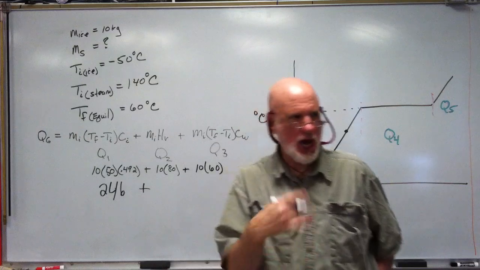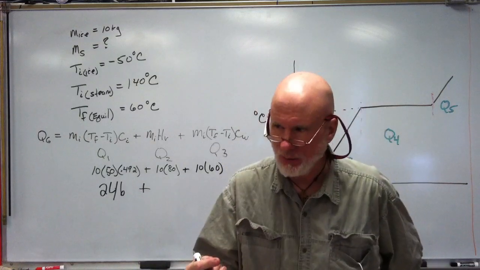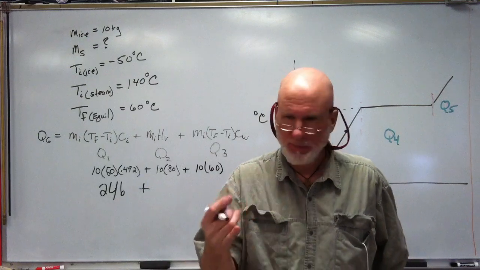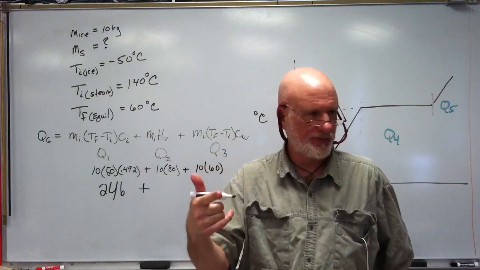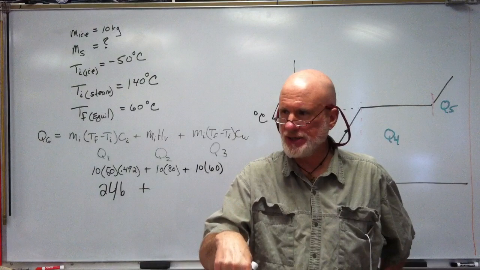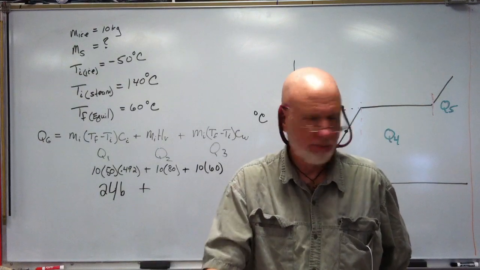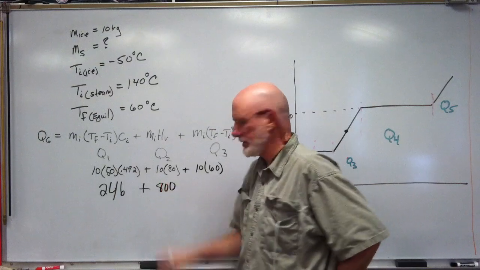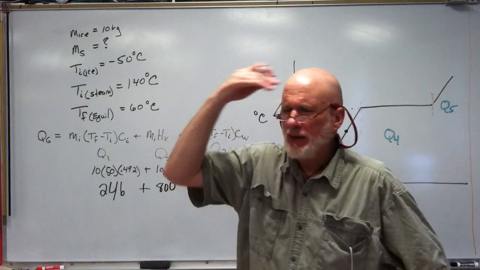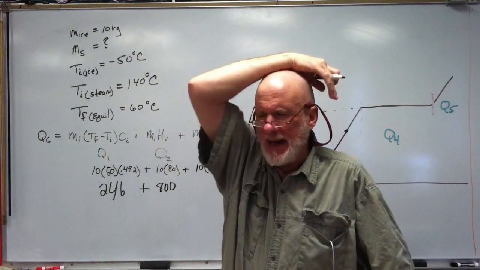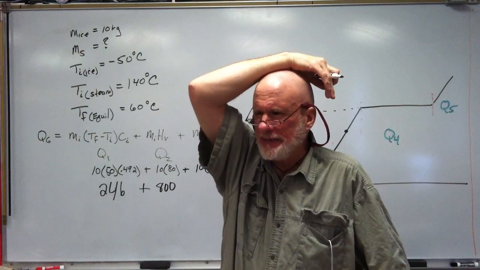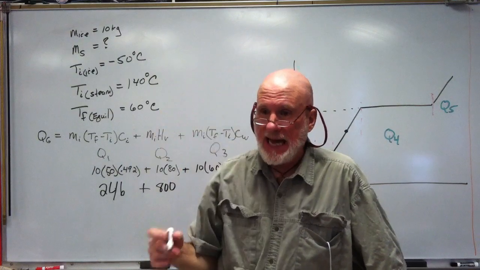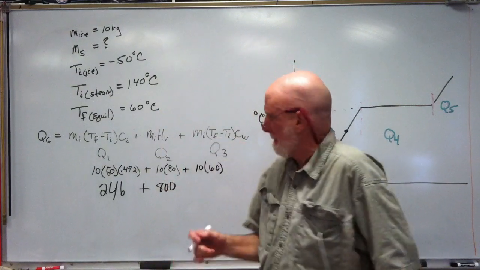246. Right? And we know that's Q1, and it's positive. So go to your sheet and fill in Q1. Positive. This is 800, also positive. How do you, without looking at the mathematics, know these numbers are positive? Because they're gaining. Because it's endothermic. The ice is gaining heat, right?